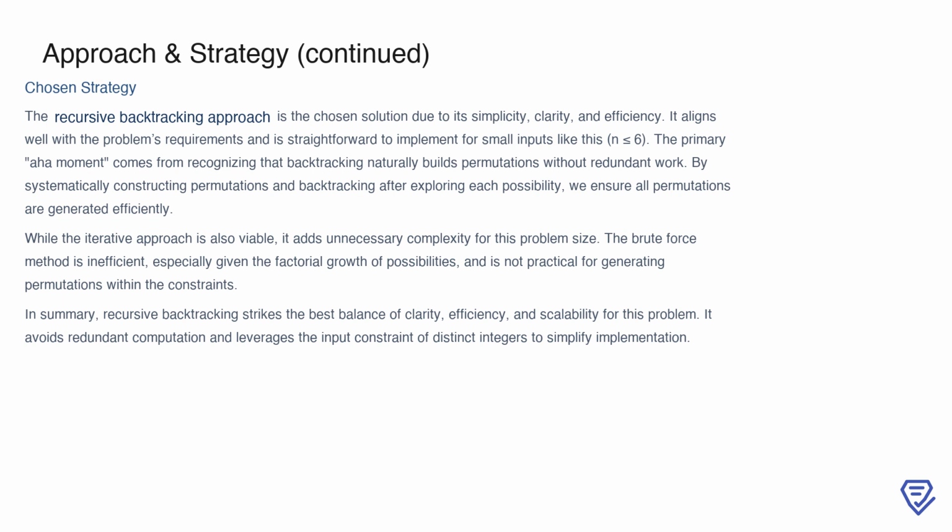This approach stands out because it naturally builds permutations step by step, avoiding redundant computations and unnecessary complexity. The key insight is recognizing that backtracking systematically explores all possibilities while leveraging the input constraint of distinct integers to simplify implementation. Although the iterative method is an alternative, its added complexity is not justified for inputs of this size. The brute force method, on the other hand, is impractical due to the factorial growth in permutations. In summary, recursive backtracking provides the best balance of clarity, efficiency, and scalability for this problem, making it the optimal choice for generating permutations within the given constraints.